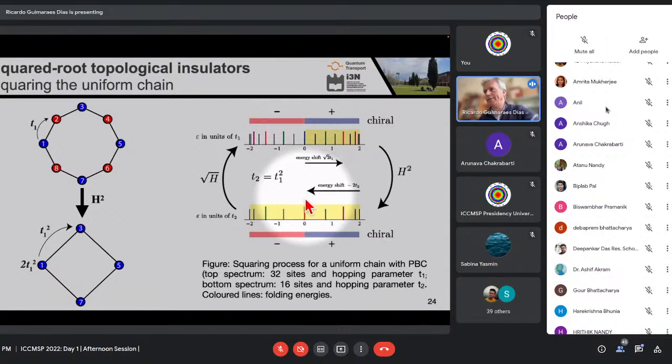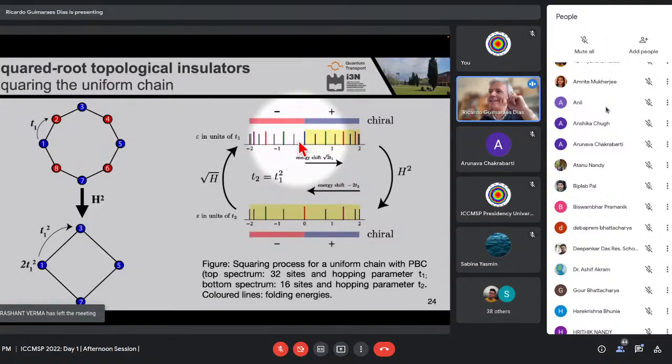And then I can do the following. I can do again the same: square it, shift energy, obtain a chiral spectrum. For the uniform chain, I can do this until I reach two sites, for instance. And notice that I have here levels with different colors, and these correspond to the chiral levels. By chiral level I mean this central level here, the zero energy level.